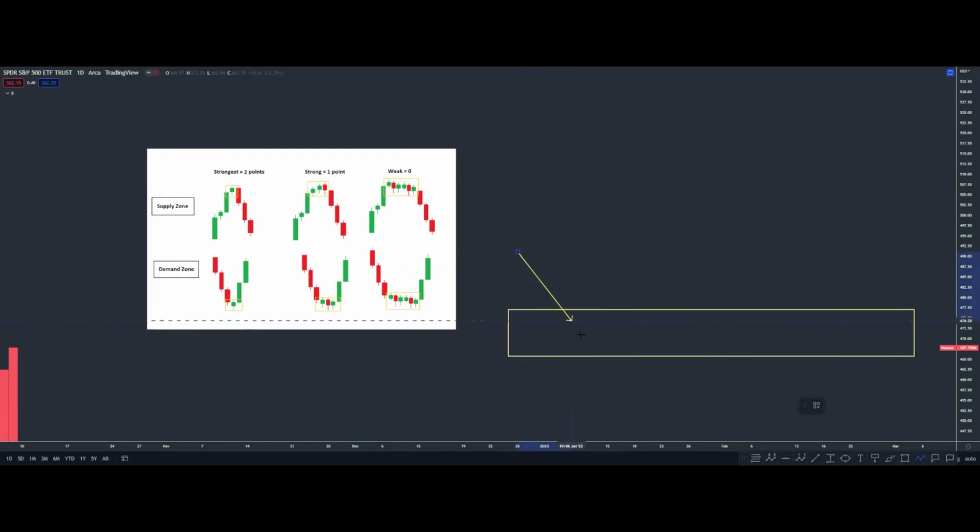Let's say that this is the fourth test of this zone, okay? And let's say we consolidate and then we work our way down, we break the zone. This is also something you want to look to identify. Okay, if something's approaching a supply or demand zone and it's tested this zone multiple times, maybe we look to play the zone flip. Maybe we look, okay, you know what?